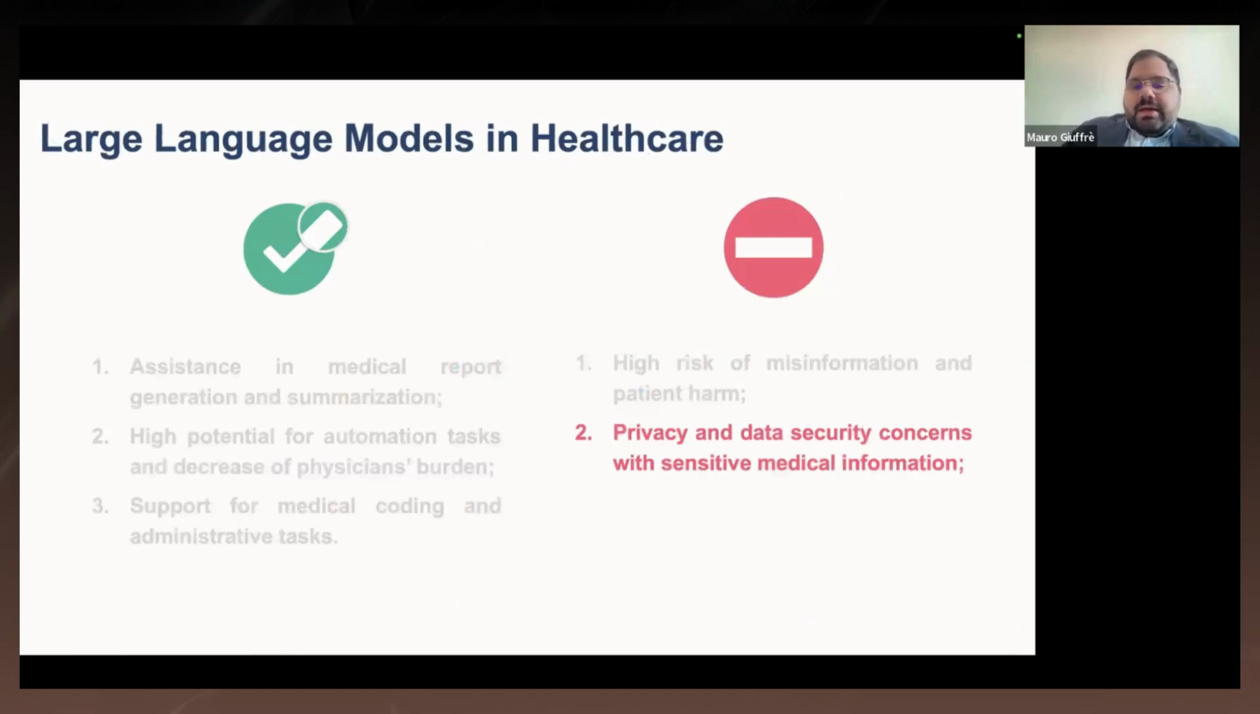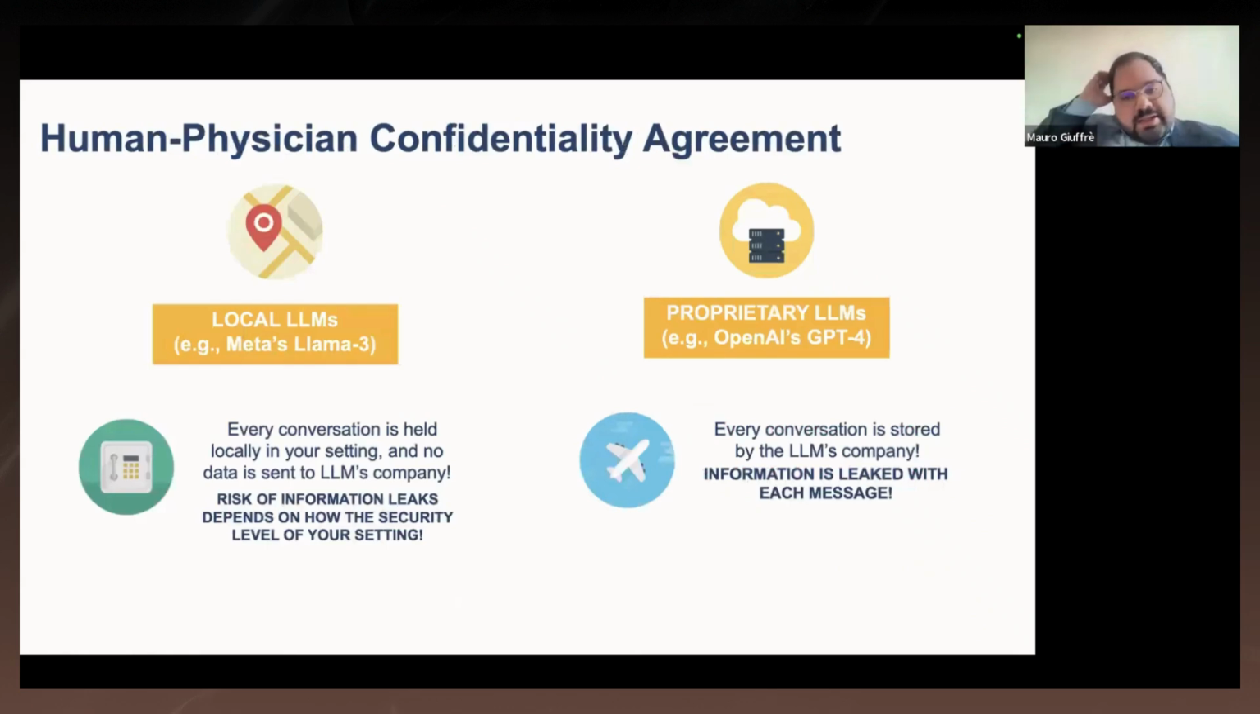The last thing that I want to talk about is related to privacy and data security concerns, because there are what we call proprietary large language models and local large language models. What happens is that in the proprietary LLMs, every time you have an interaction, for example, when you put a message on ChatGPT, this information is leaked to the company.